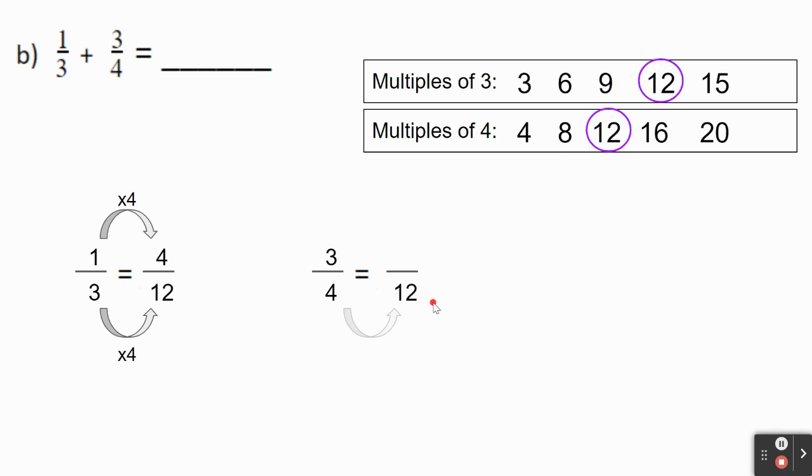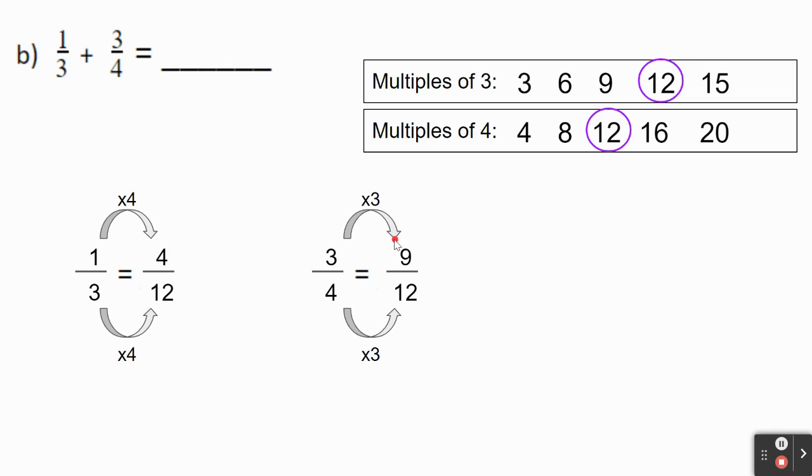Now let's think, what do we multiply by 4 to get to 12? Well, 4 times 3 equals 12. So since we're multiplying by 3 on the bottom, we're going to multiply by 3 on the top. 3 times 3 equals 9. So 3/4 is an equivalent fraction to 9/12.